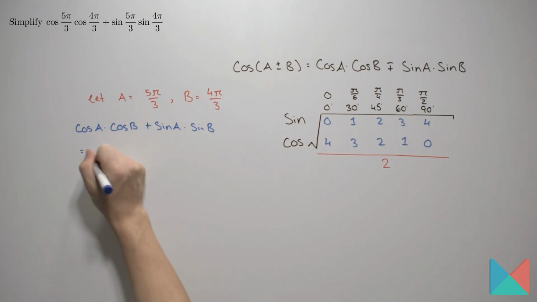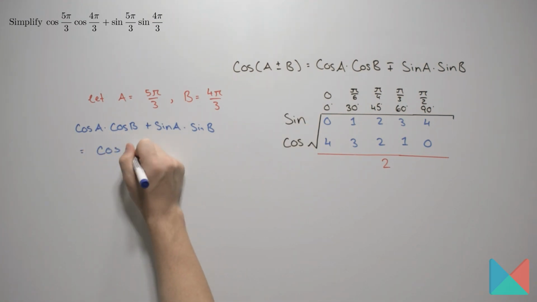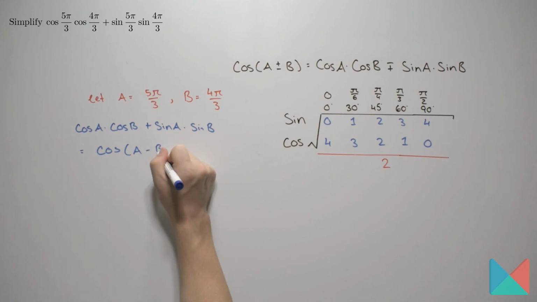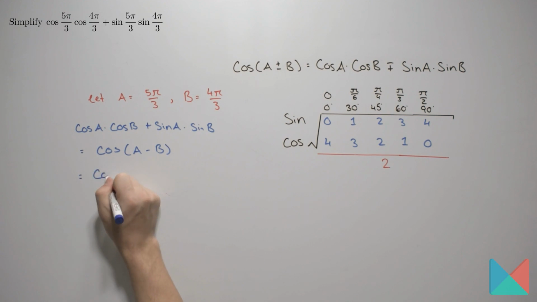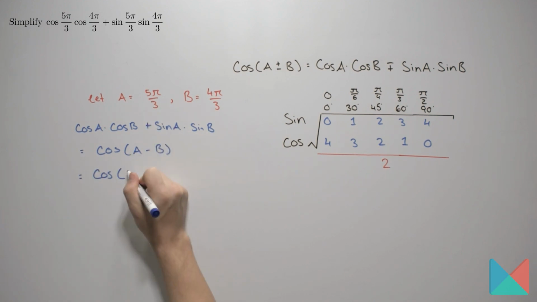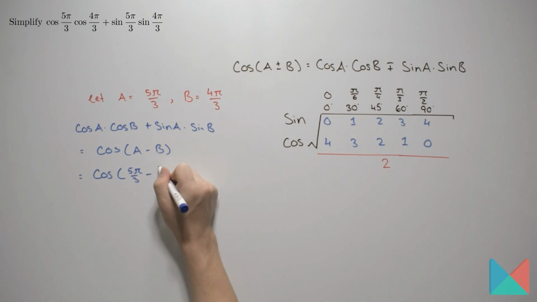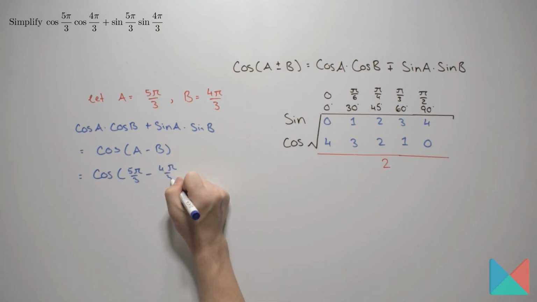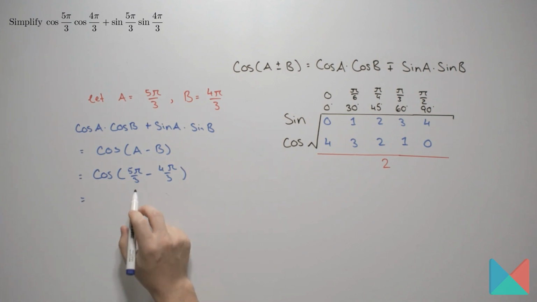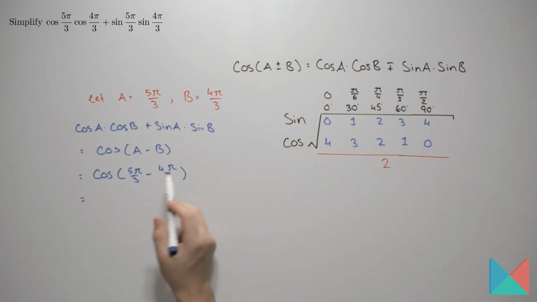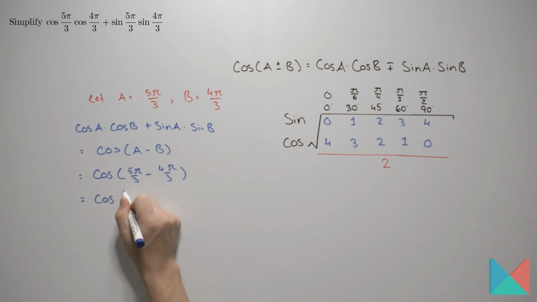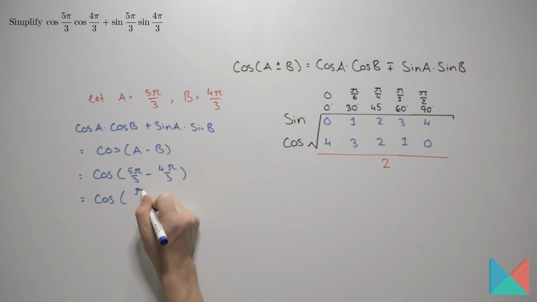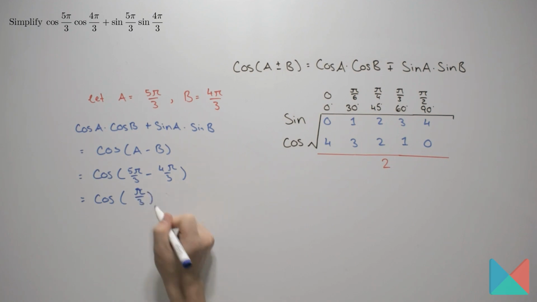So let's write this down here. We get cos of A take B, and if we substitute our A and B values back in, this is actually going to equal cos of A, which was 5 pi on 3, take B, which is 4 pi on 3, and 5 pi on 3 take 4 pi on 3 is just 5 take 4, which is going to give us just pi on 3. So we get cos of pi divided by 3 radians.